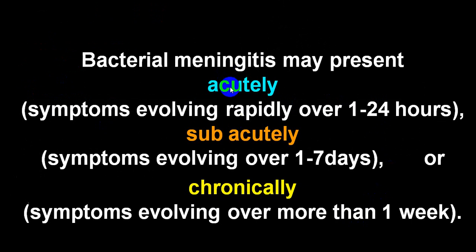You can divide into acute, subacute, and chronic. Acute is usually one that develops very rapidly, within 1 to 24 hours. If it is between 1 to 7 days, it is called subacute, and when it is longer than 7 days, it is usually put into a group called chronic.